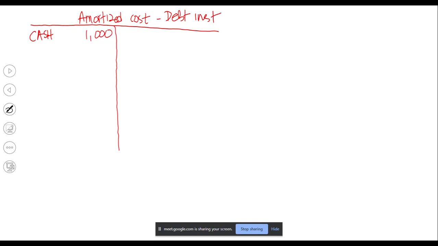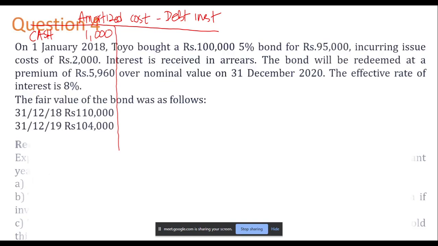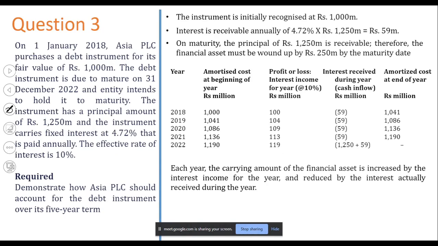Assume there's a transaction cost. Then cash book credit, and the asset account debit this transaction cost amount. And how much was the interest? It is 100.